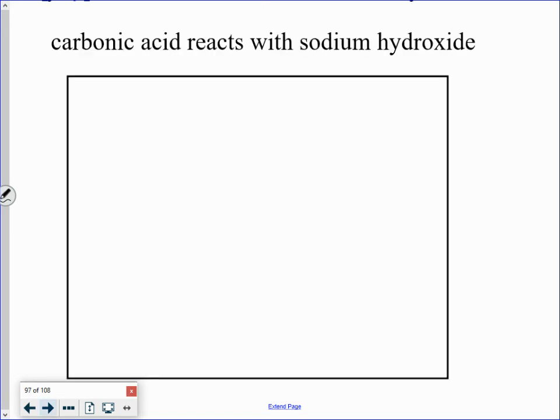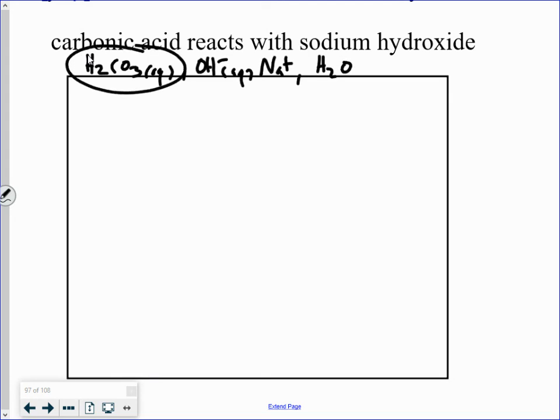Last question. Carbonic acid reacts with sodium hydroxide. All right, so carbonic acid is H2CO3, and hydroxide, giving sodium ion and water. Okay. Is carbonic acid a polyprotic acid? Because that's going to change the graph. Now, I'm suspicious that it's polyprotic because guess what? It's got 2 hydrogens showing.